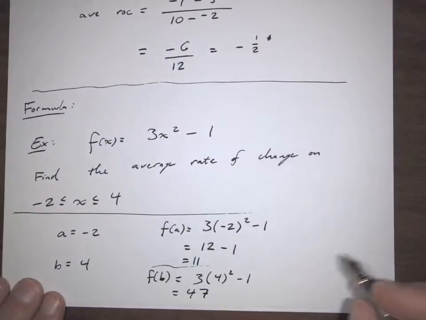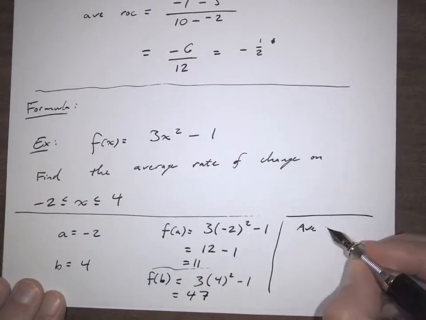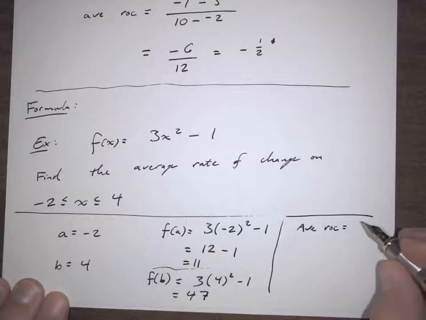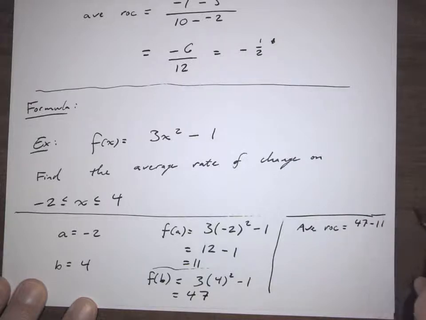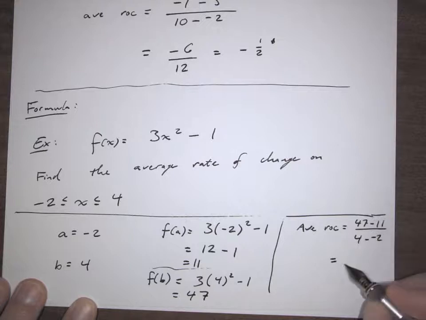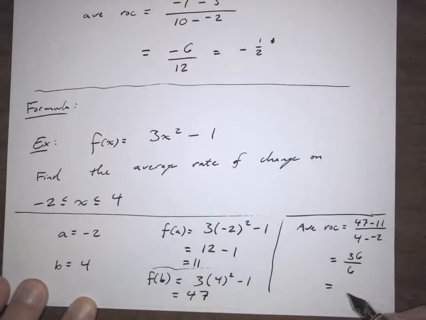And then we put all the pieces together and we can get the rate of change is equal to, we just put f of b, which is 47, minus f of a, which is 11, divided by b, which is 4, minus a, which is negative 2. And so what we get here is going to be 36. What we get down here is going to be 6. And you divide 36 divided by 6, and you'll just get 6.